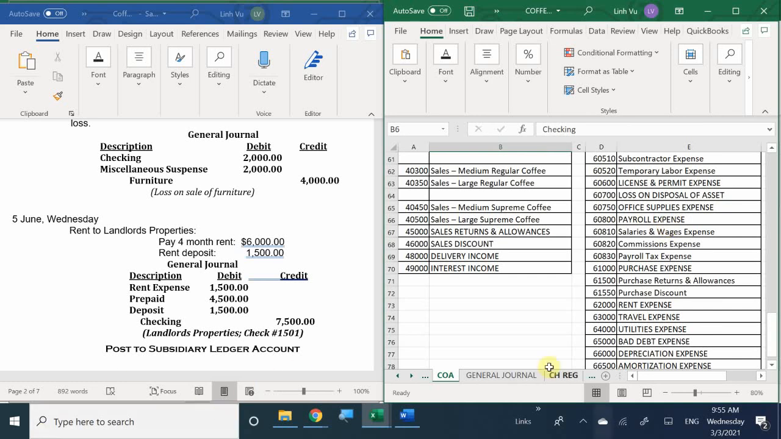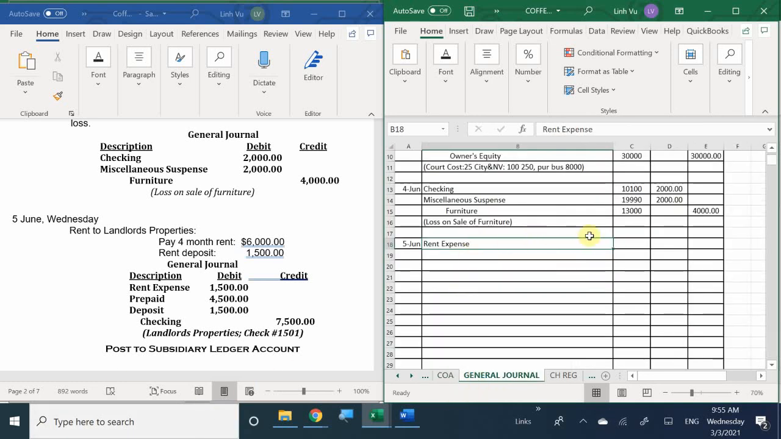Rent expense is for 62,000. And for how much is it? So I just took $6,000 and I divided by the 4 months, which gives me a total of 1,500. So in this case, that means every month I pay for rent, right? It's going to be for $1,500.